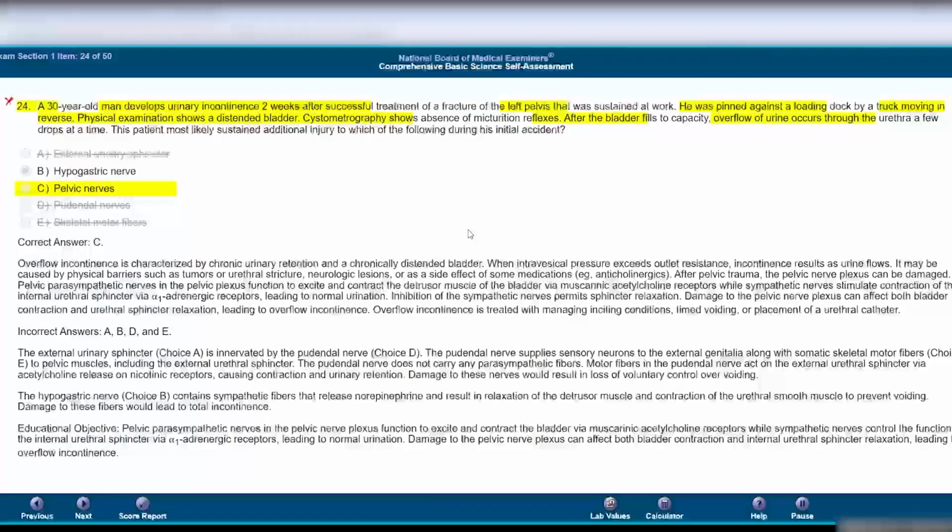They don't ask you too much about the hypogastric nerve, but they do ask you about your pudendal nerve quite a bit, so make sure you know your pudendal nerve. I'm trying to think of what else they ask you about in this area.